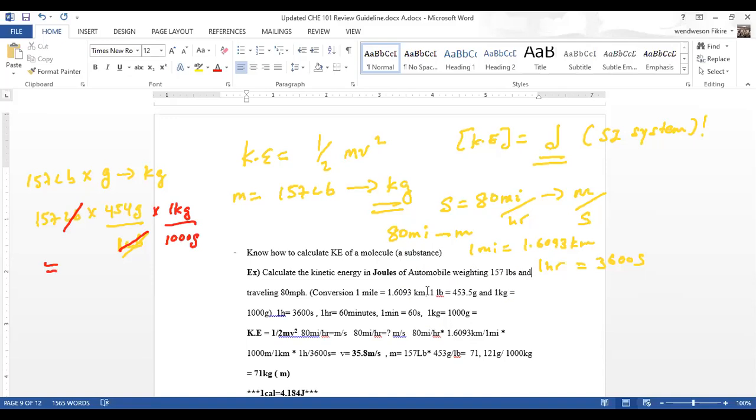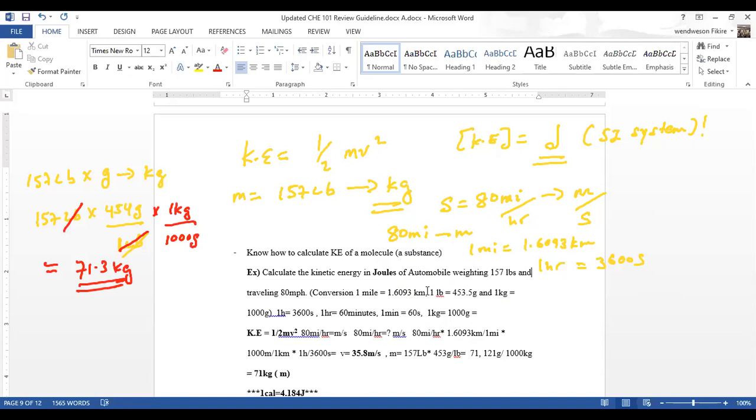So this gives you about 157 times 454, 71,278, that's divided by 1,000. I have 71.3 kilograms. Do you agree with me? Please raise your hand or say yes. That's what my cell phone calculator tells me.